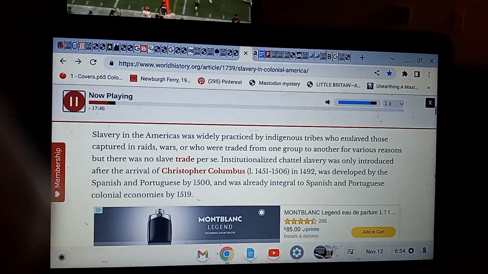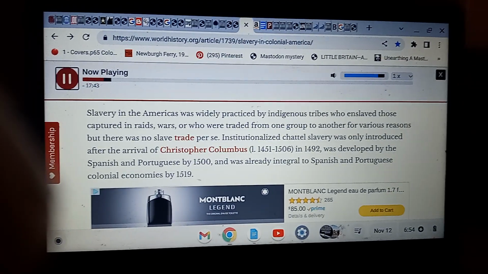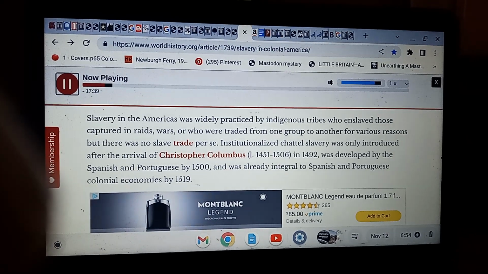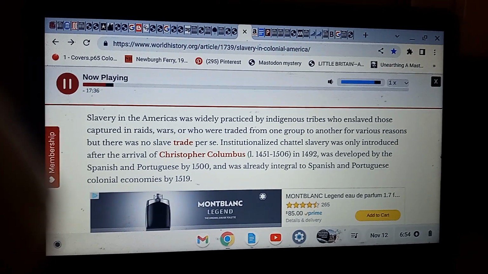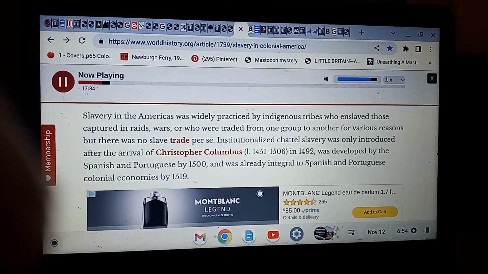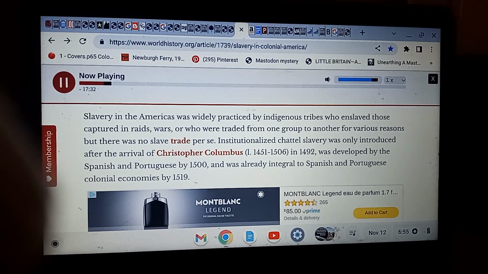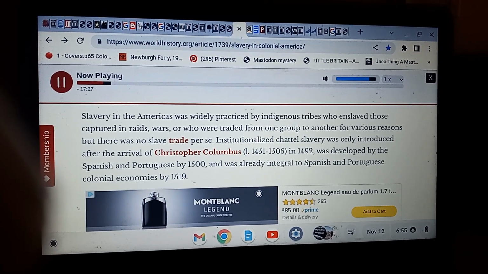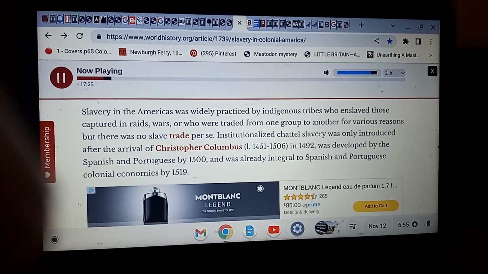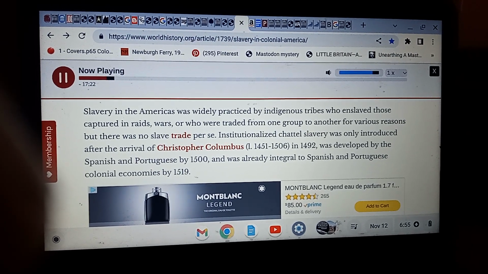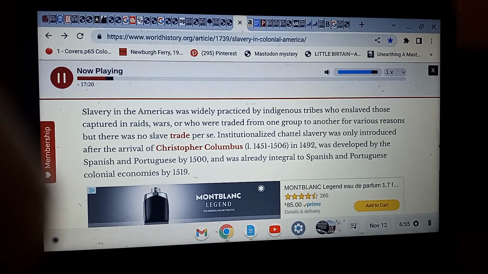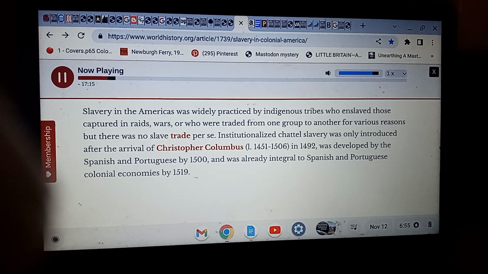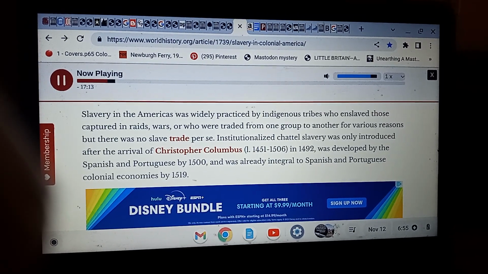Slavery in the Americas was widely practiced by indigenous tribes who enslaved those captured in raids, wars, or who were traded from one group to another for various reasons, but there was no slave trade per se. Institutionalized chattel slavery was only introduced after the arrival of Christopher Columbus, lived 1451 to 1506, in 1492, was developed by the Spanish and Portuguese by 1500, and was already integral to Spanish and Portuguese colonial economies by 1519.